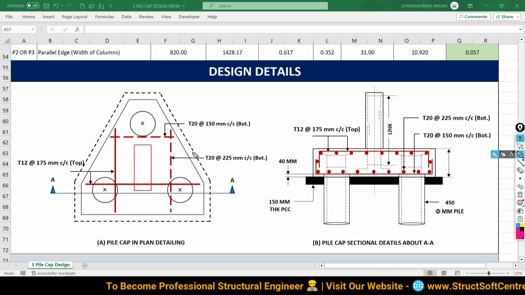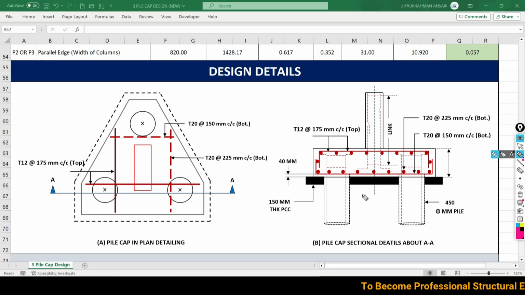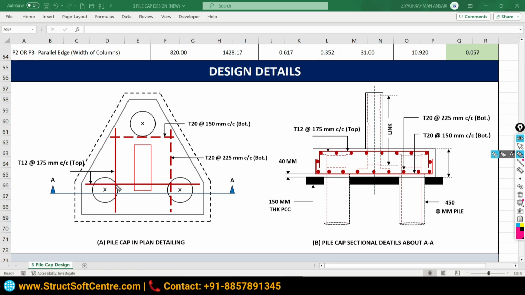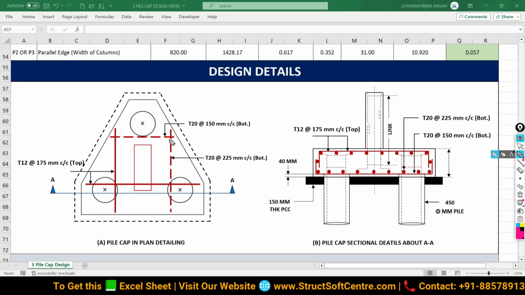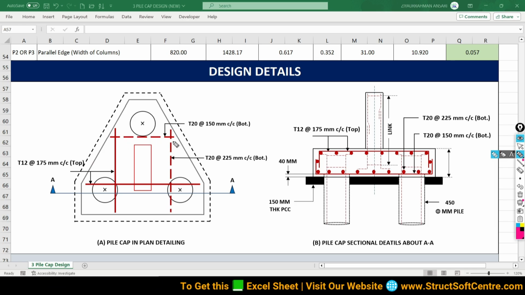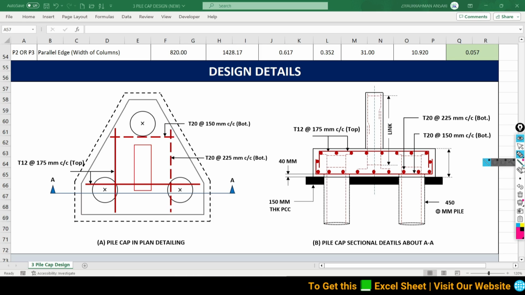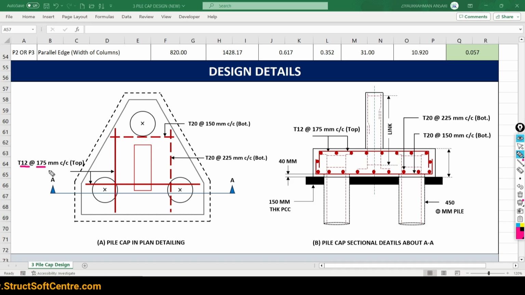Now finally, this sheet will give you design details of the reinforcement in plan view as well as in sectional elevation view. As you can find here, these dashed lines are actually showing the PCC lines, and the solid red lines are showing the reinforcement at the top, and the dash lines are showing the bottom reinforcement along the parallel direction as well as along the perpendicular direction. At the top along both directions, with solid lines, it is 12 mm diameter bar at a spacing of 175 mm center to center, as written here.